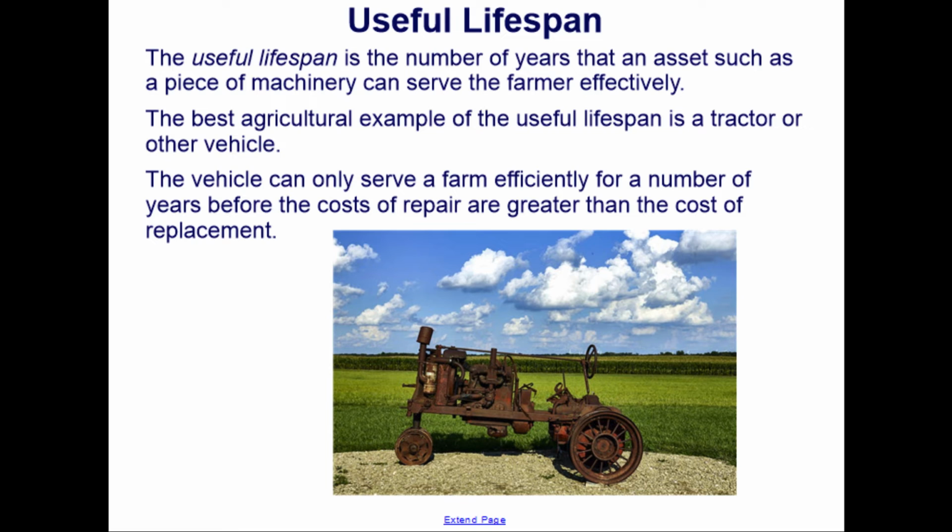Useful lifespan. The useful lifespan is the number of years that an asset such as a piece of machinery can serve the farmer effectively. The best agricultural example of a useful lifespan is a tractor or other vehicle. The vehicle can only serve a farm efficiently for a number of years before the costs of repair are greater than the cost of replacement.